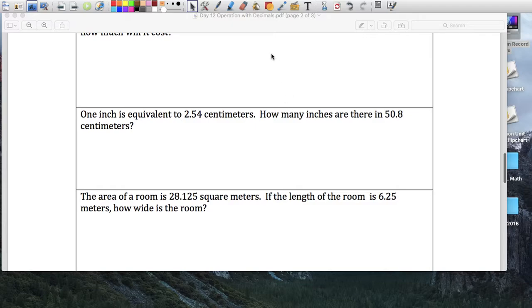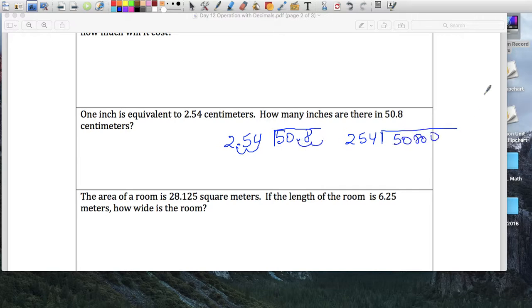1 inch is equivalent to 2.54 centimeters. How many inches are there in 50.8 centimeters? This is a division problem. How many times can 2.54 fit inside 50.8? That would give you the number of inches. Move 2 over, so that becomes 254. Move 2 over, and it becomes 5080.